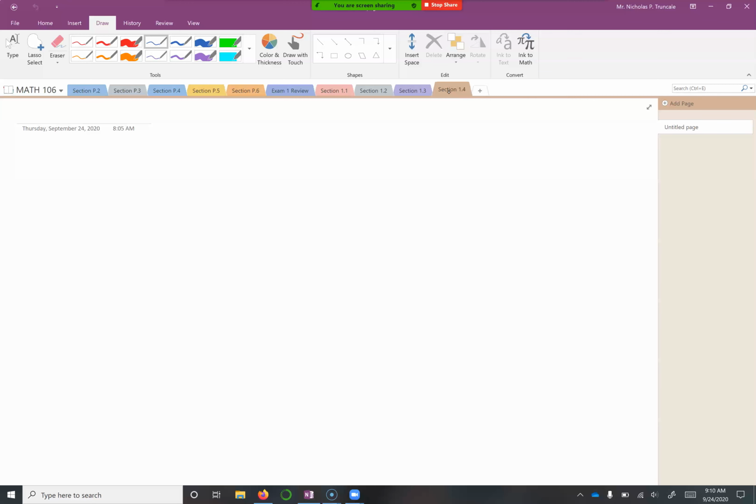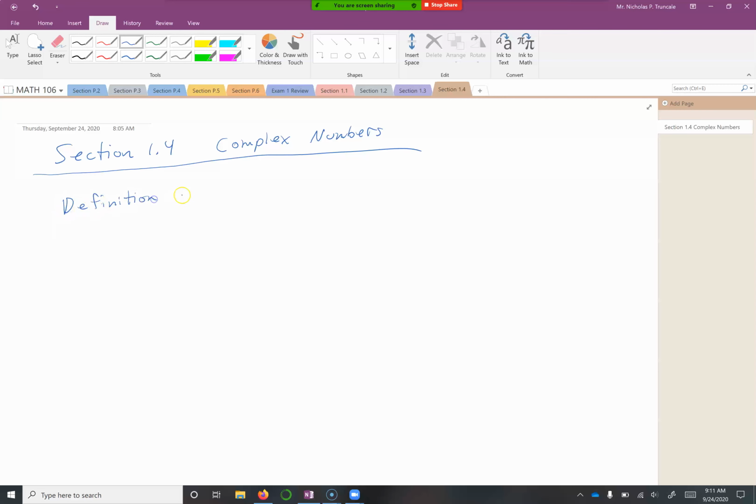All right, so section 1.4. Section 1.4 is on complex numbers. All right, so there's a couple things we need to do before we talk about a complex number. I want to give you the definition of, what do we call this? We call this definition of i, and we call that the imaginary unit.